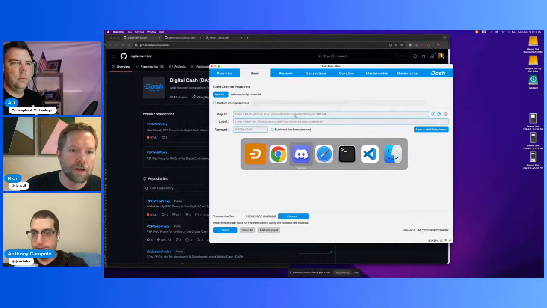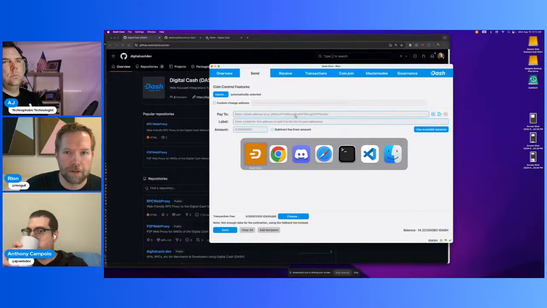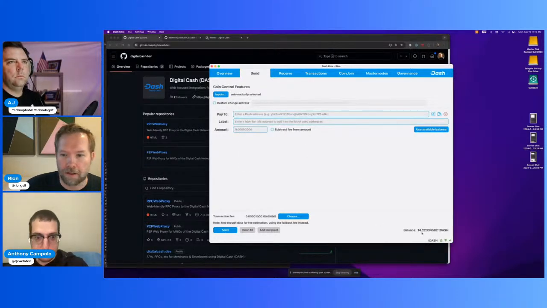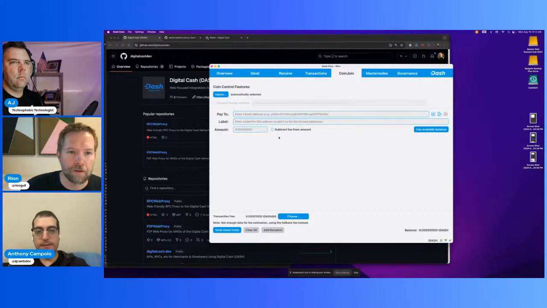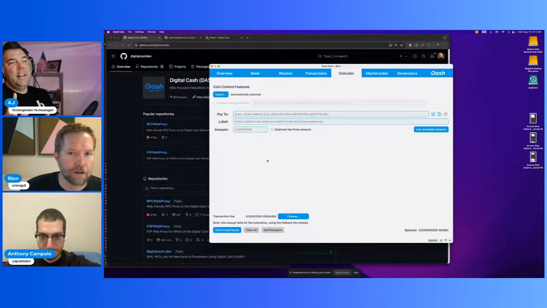Yes. Okay. So you can see this is orange. That means it's a testnet. You can also see this is test dash right here, down here. So I haven't done this yet ever on this wallet. So I'm going to run the CoinJoin process on.